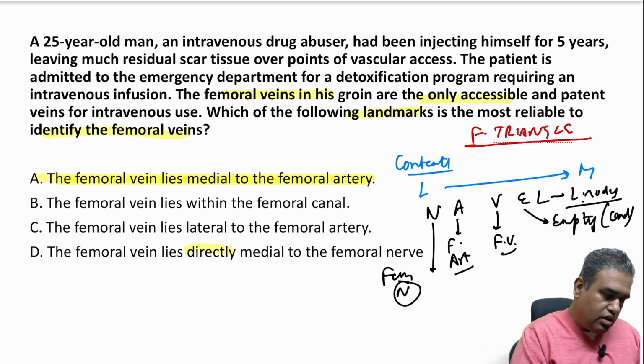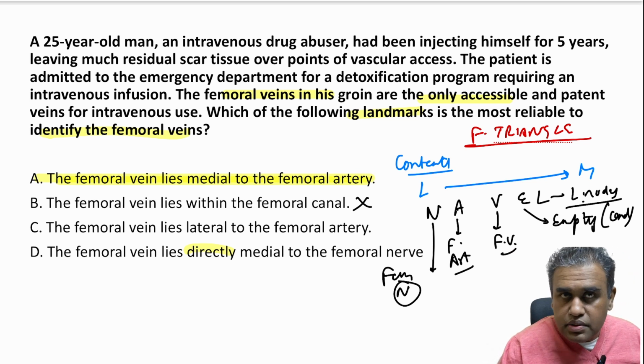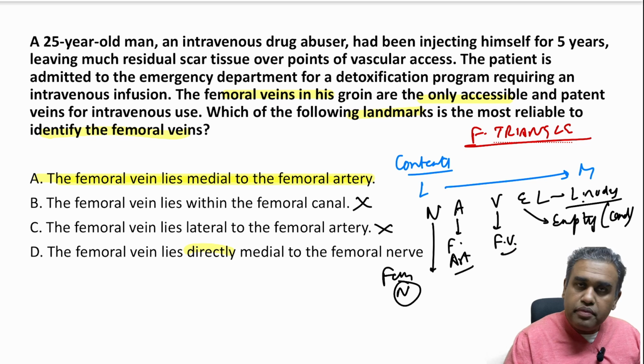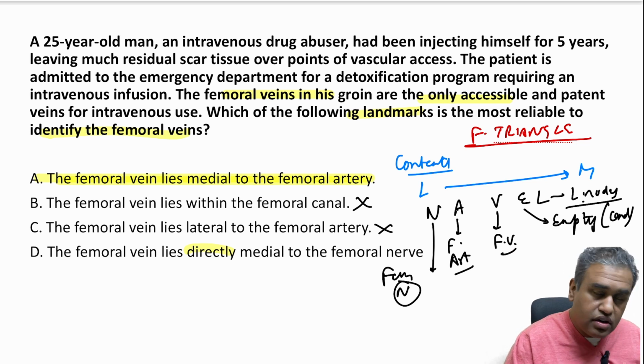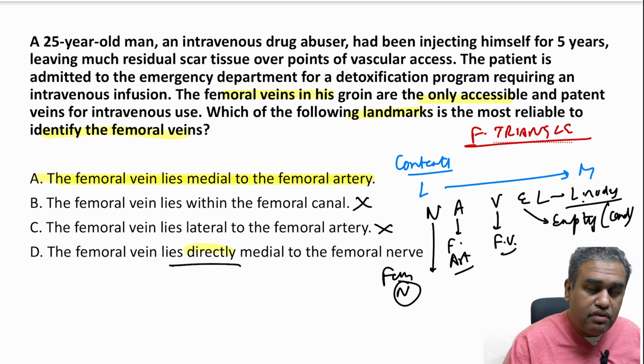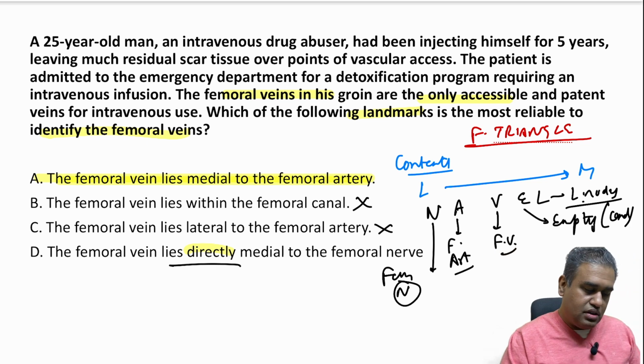Second option is femoral vein lies within the femoral canal. Wrong. In the femoral canal, we have an empty space. The femoral vein lies lateral to femoral artery. Wrong. The femoral vein lies directly medial to femoral nerve, option D. Now, the femoral vein lies medial to femoral nerve is correct, but not directly, because in between nerve and vein, we have the femoral artery. Answer is option number A.